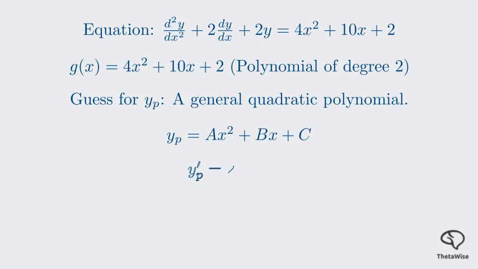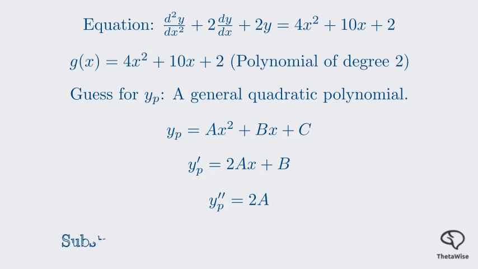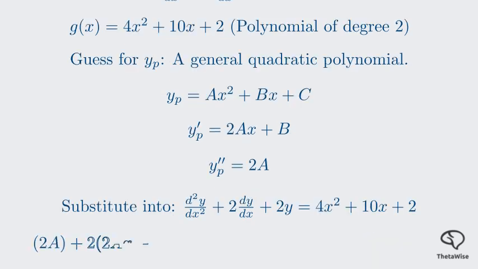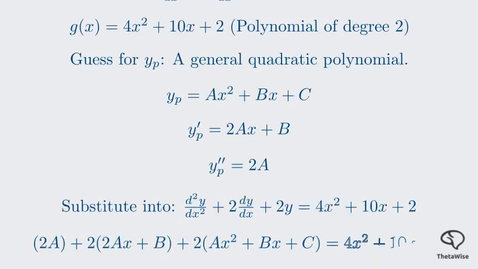The first derivative of yp is 2ax plus b. The second derivative of yp is simply 2a. Now we substitute these expressions back into our differential equation. We replace y double prime with 2a, y prime with 2ax plus b, and y with ax squared plus bx plus c. All of this must equal the right-hand side, 4x squared plus 10x plus 2.